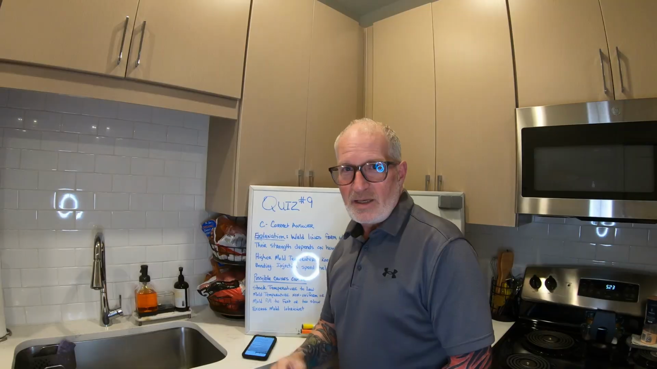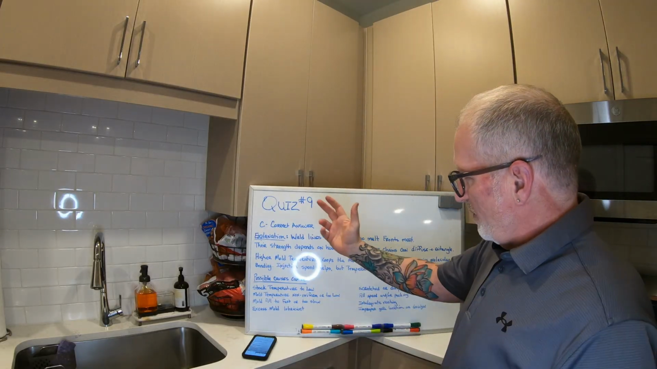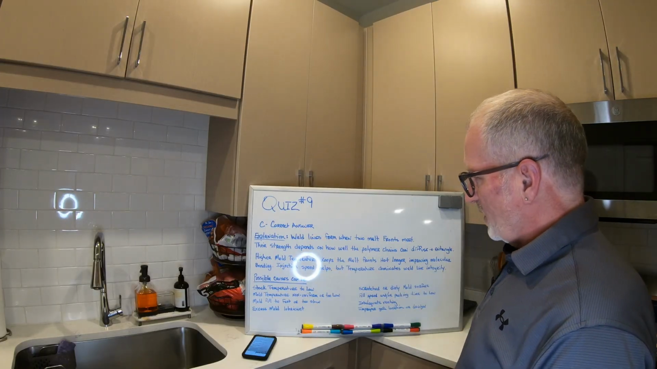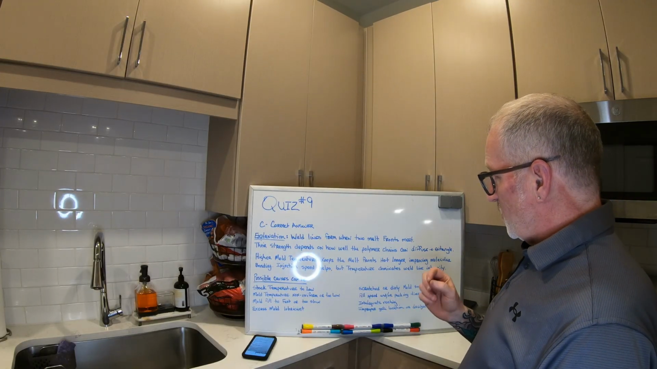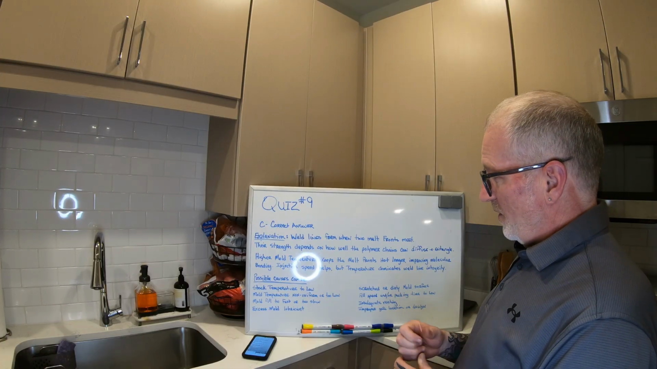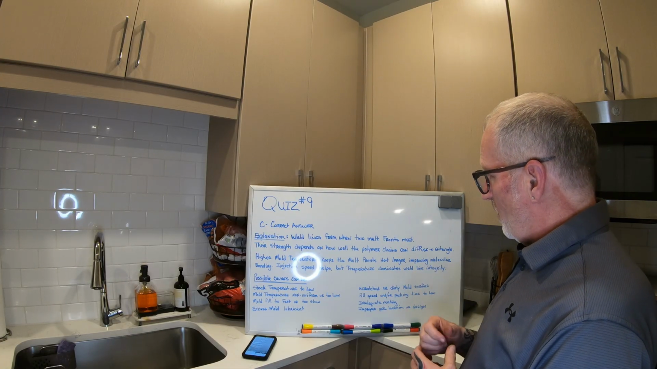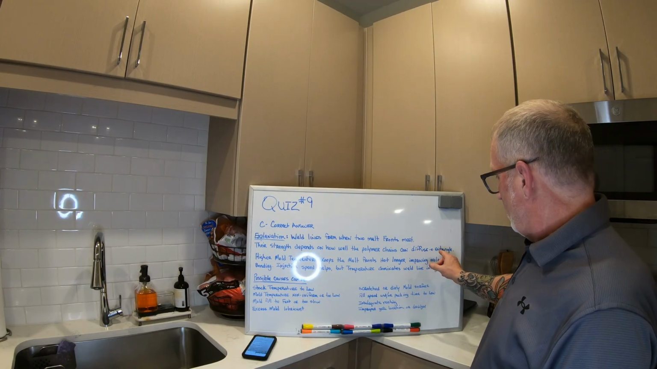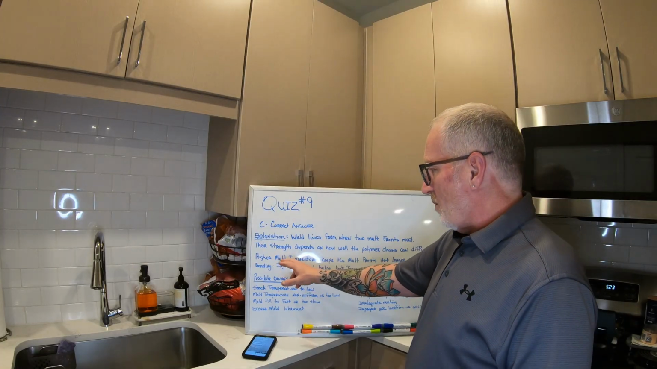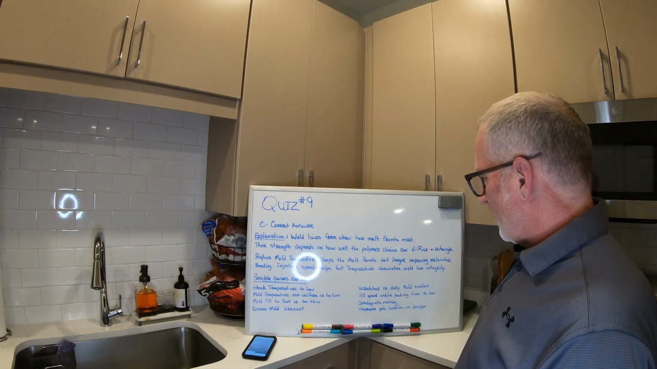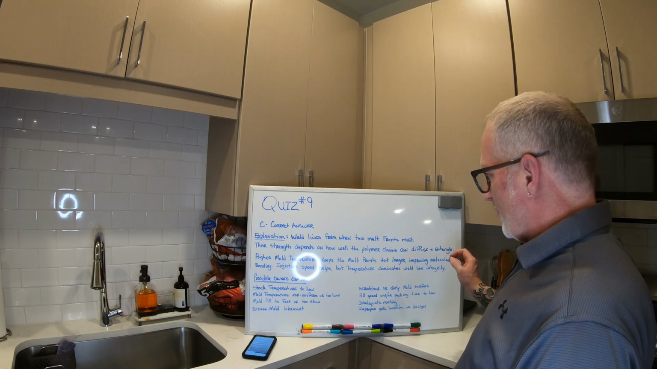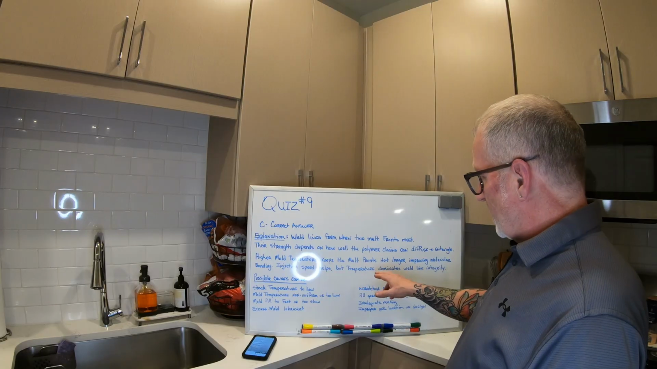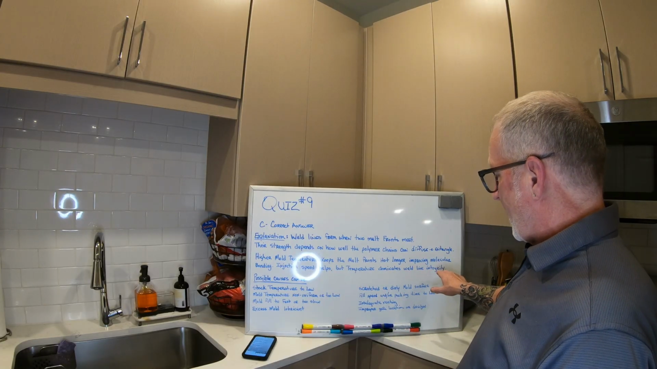Okay guys, I'm back. So let's go over this. The correct answer is C. Explanation: weld lines form when two melt fronts meet. Their strength depends on how well the polymer chains can diffuse and entangle. Higher melt temperature keeps the melt fronts hot longer, improving molecular bonding. Injection speed helps, but temperature dominates weld line integrity.